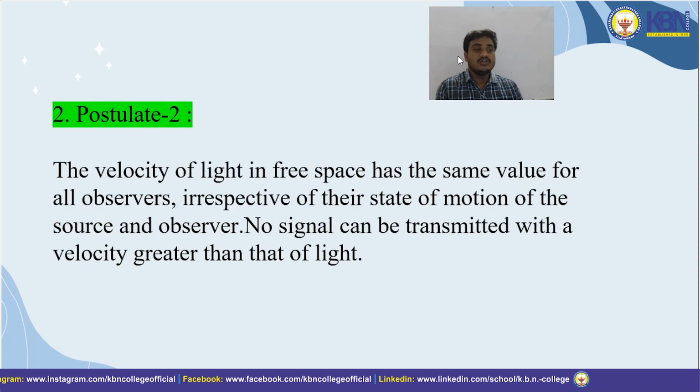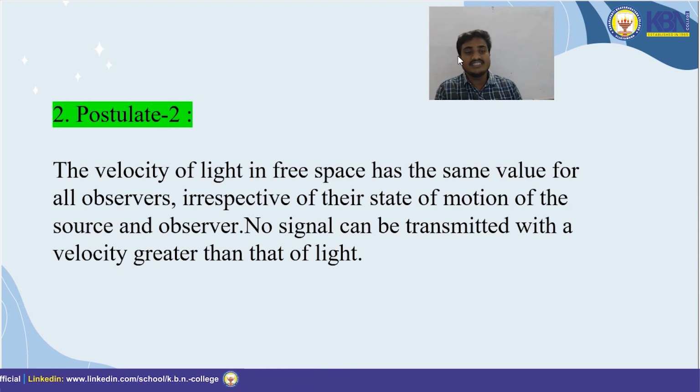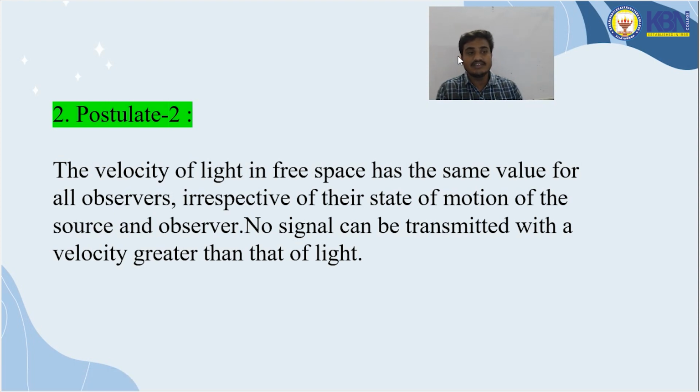Now coming to the second postulate: the velocity of light in free space has the same value for all observers, irrespective of the state of motion of the source and the observer. No signal can be transmitted with a velocity greater than that of light. This is what the second postulate determines.